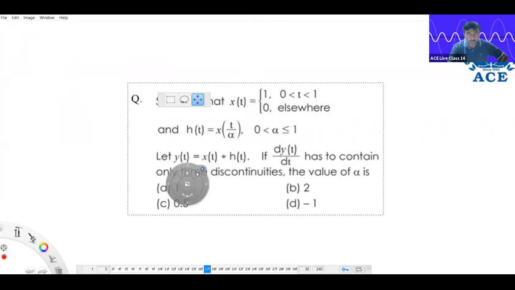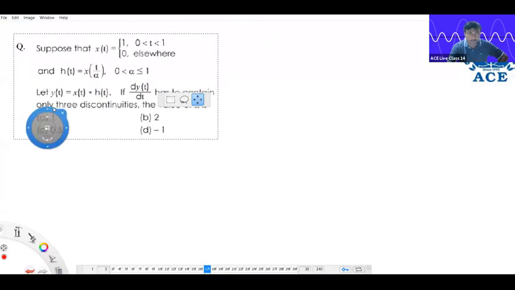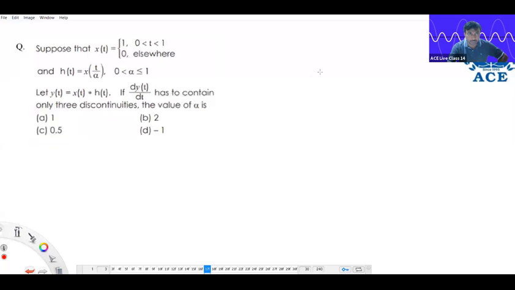Whatever the concepts we discussed, one simple question I am asking you, respond. On that only. Suppose x of t is 1 for 0 to 1 and h of t is x of t by alpha. Alpha range is what, sir? 0 to 1. 0 less than alpha less than or equal to 1.